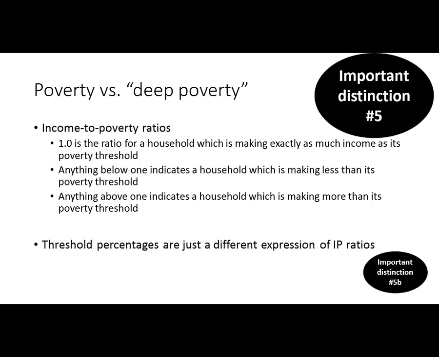Other experts will use percentages of the poverty threshold, and this is just the flip side of the coin of income to poverty ratios. So you'll hear a lot of people talk about 200% of poverty, and what they mean there, taking into account that family's household type, is if they're making twice their poverty threshold. So 200% of poverty and a 2.0 income to poverty ratio turn out to be the same thing.